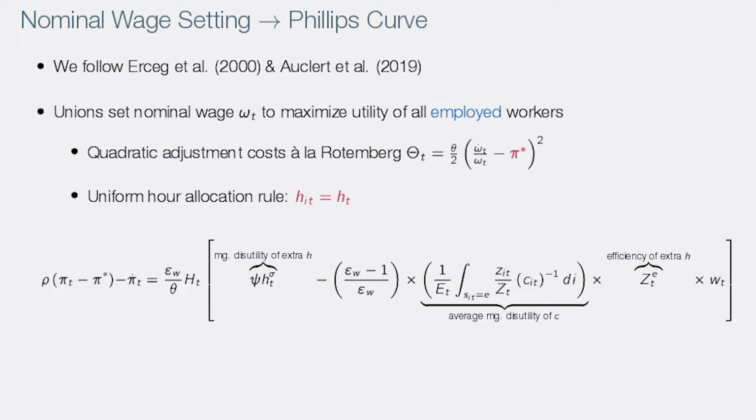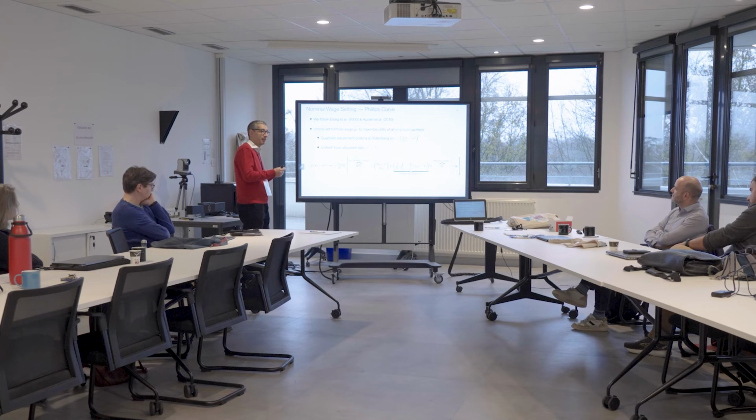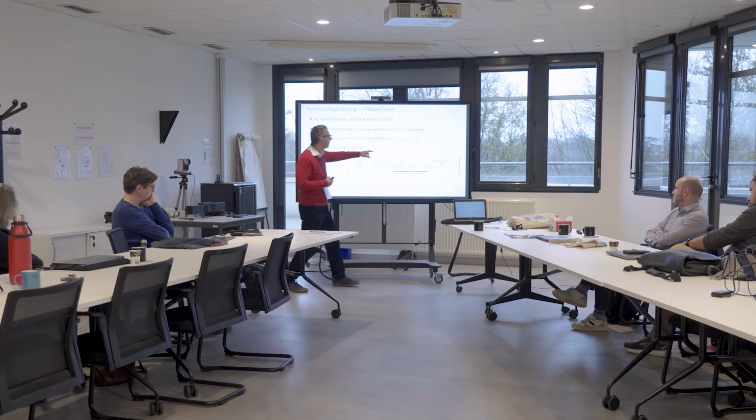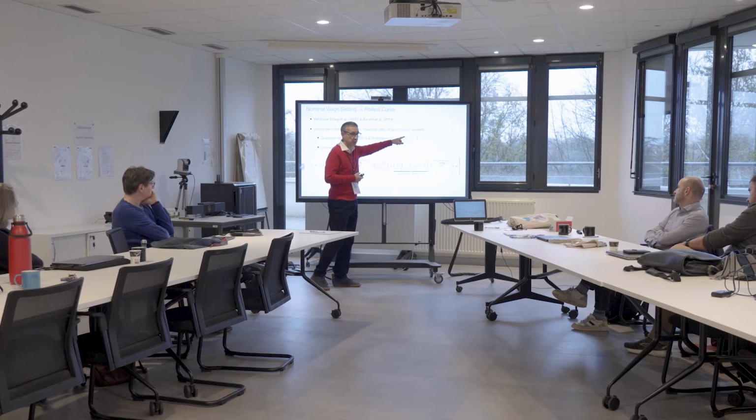Very important. These unions are small. There is a continuum of unions. The way the model is set up is that there is a continuum of tasks, and there is a union for each task. So the union is small and takes as given everything, including workers' decisions, which are participation decisions. So a single union doesn't take into account that by changing the nominal wage, it's going to attract more workers.